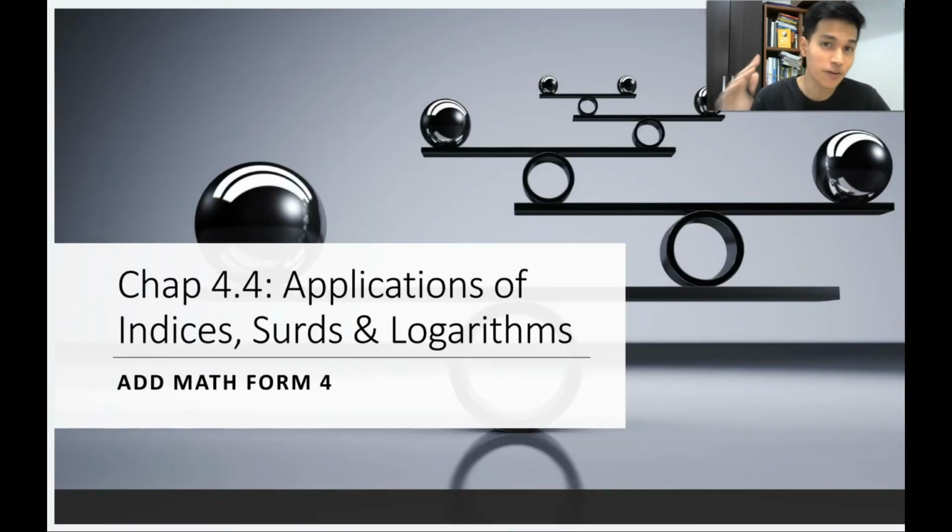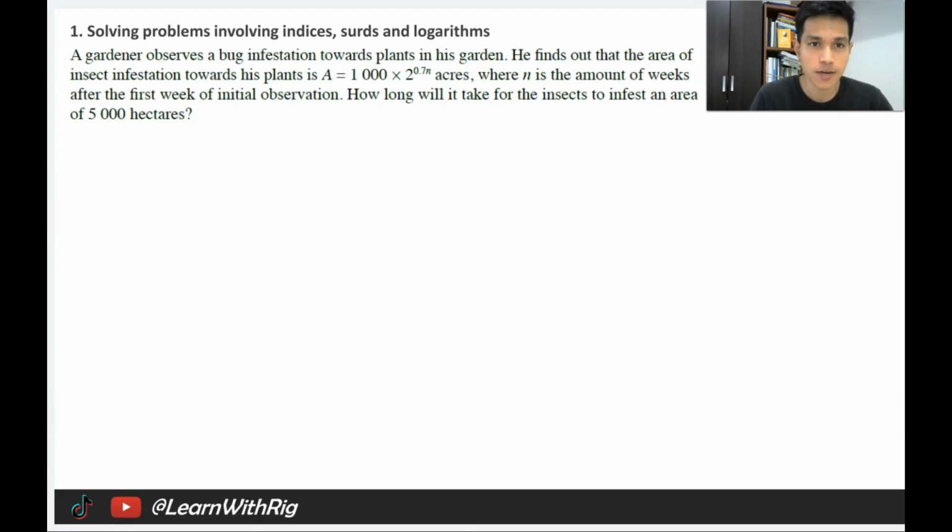Alright, so we are at our final subtopic and we'll cover 2 application questions. So let us go straight to the question. The first one: a gardener observes a bug infestation towards plants in his garden. He finds out that the area of insect infestation towards his plant is, they give you the formula of the area, where n is the number of weeks after the first week of initial observation. How long will it take for the insect to infest an area of 5,000 hectares?